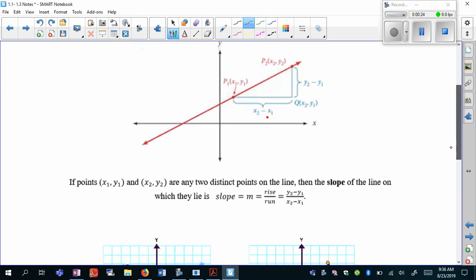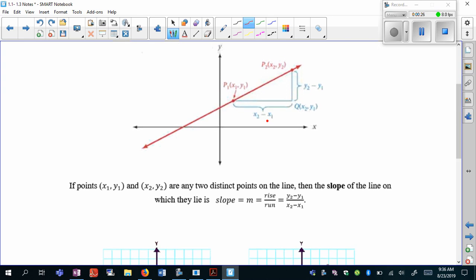So if we look at the formula here, if we have two points, its slope is equal to the change in y's over the change in x's. It doesn't matter which one you call x1 and x2, as long as you're consistent. Just make sure you subtract. If you do second minus the first, then make sure you do the same for the x's. So here's your formula.